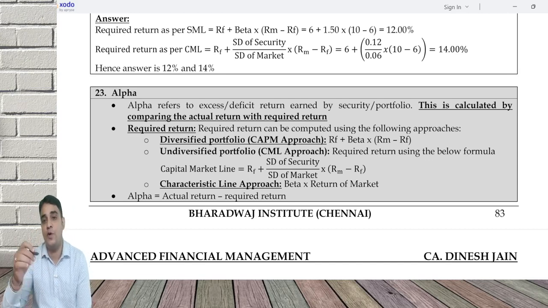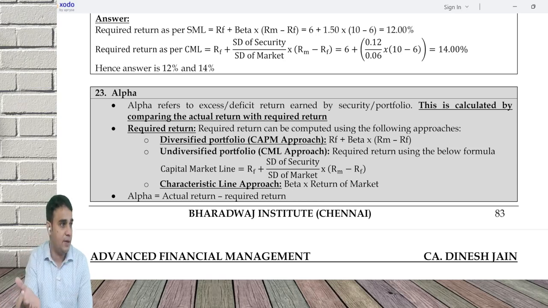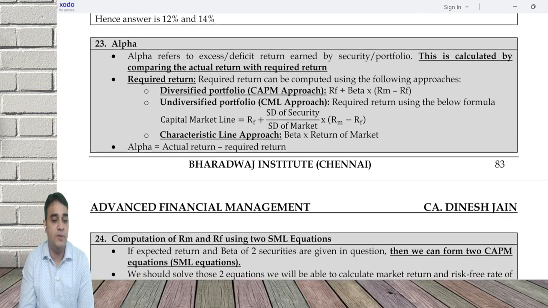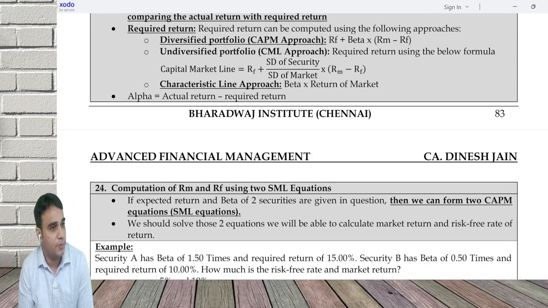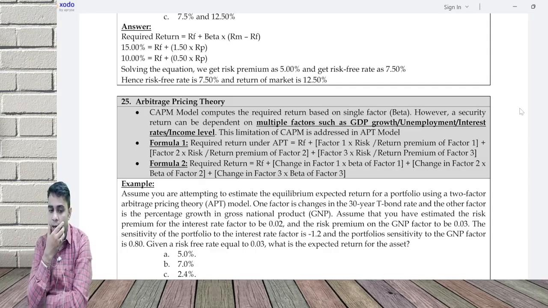Some question will say the portfolio is fully diversified, and they give data on both CML and SML. Then which one will you use? You will have to use the CAPM approach. That is SML. For an undiversified portfolio, you will have to use the standard deviation approach. And if they specifically say characteristic line, then do beta into RM.